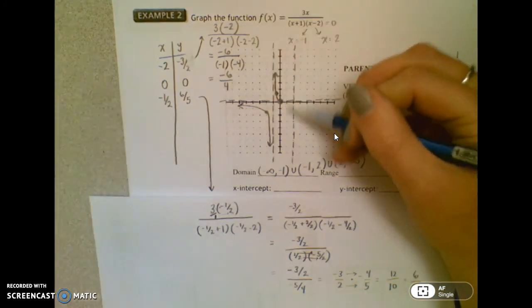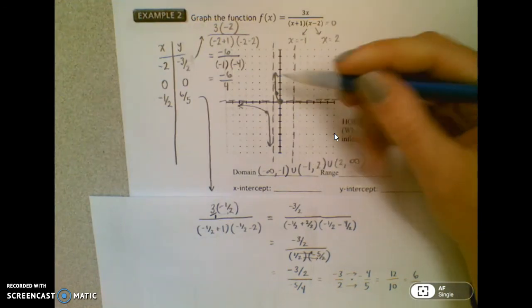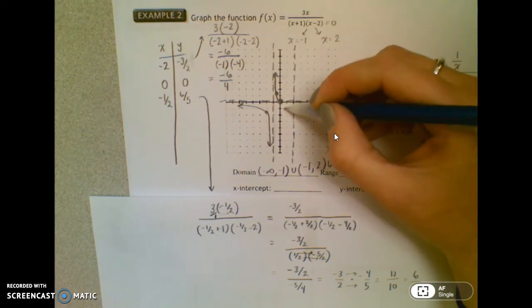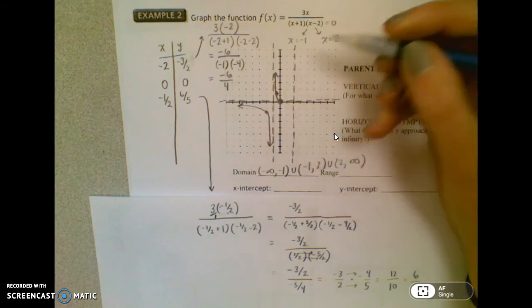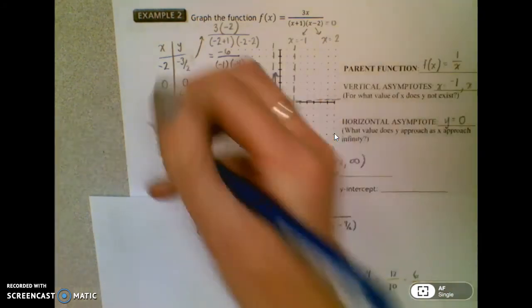Now I have to test and see what's happening on the other side. Still in this same interval of -1 to 2. I might go back up, like a quadratic shape. I might curve back down. So I have to test a value here to see where my rational function is tending towards. I'm going to test x equals 1.